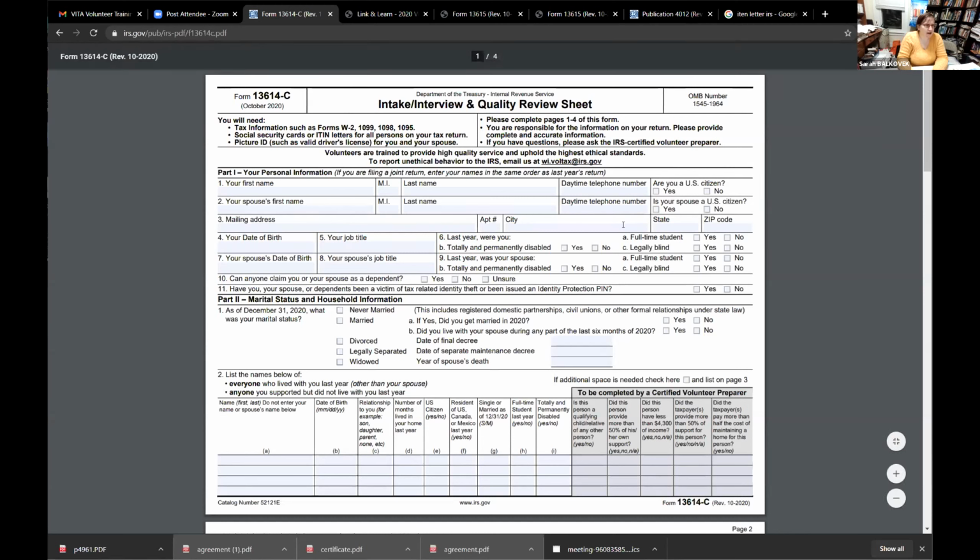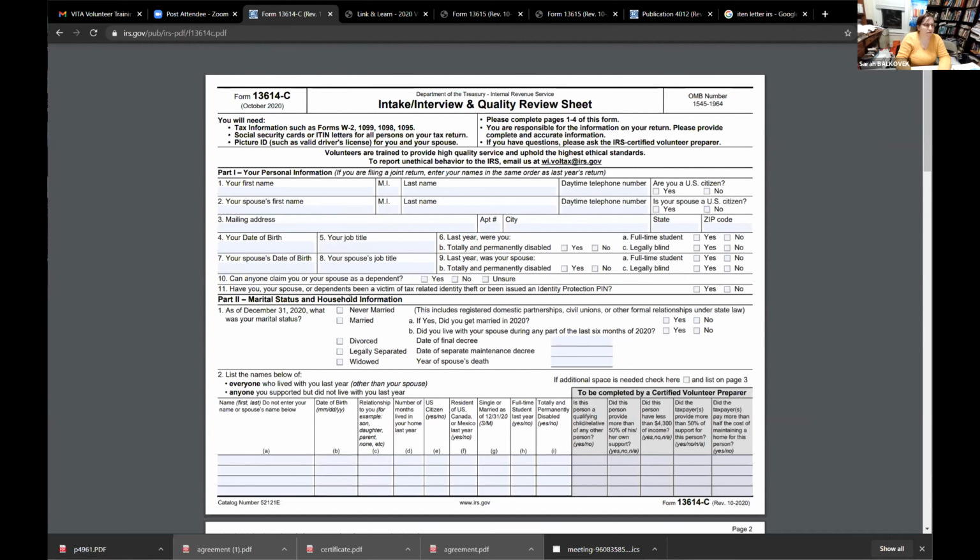We need mailing addresses, city, state, zip, dates of birth, and job titles. We need to know if they're physically disabled, a full-time student, or legally blind. Full-time students open up that conversation of, well, who's paying for college? Are you paying any student loans? Do we have any student loan interest we could deduct from your income? Can anyone claim you or your spouse as a dependent? That could get into some interesting territory as well. Generally, no, but sometimes we have breadwinner households where we have adults who do not work for whatever reason. And especially with this economy, some people who may have been able to claim themselves before are no longer allowed to claim themselves.